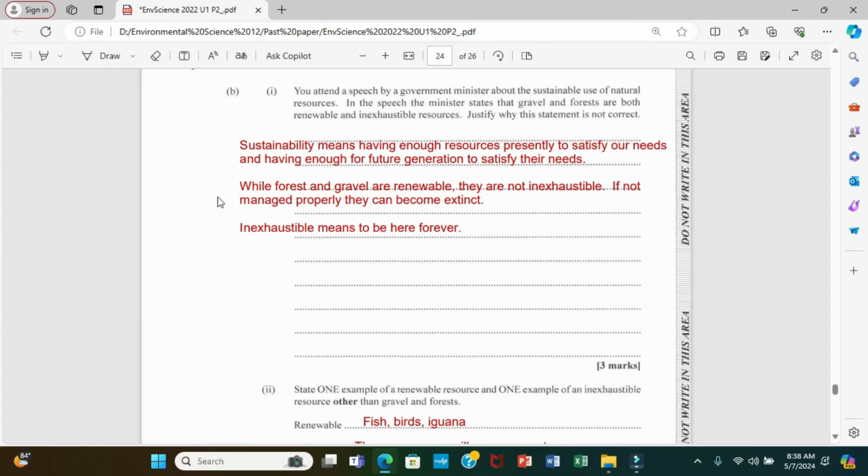All right, guys. So we know that forest and gravel are renewable, but if they are mismanaged, especially forest, various plants and animals can become extinct. All right. So humans can actually overuse them. So they are not inexhaustible. They can become extinct. All right.